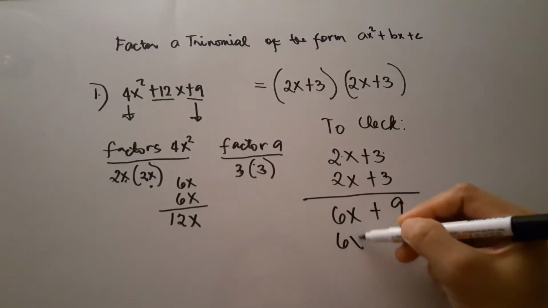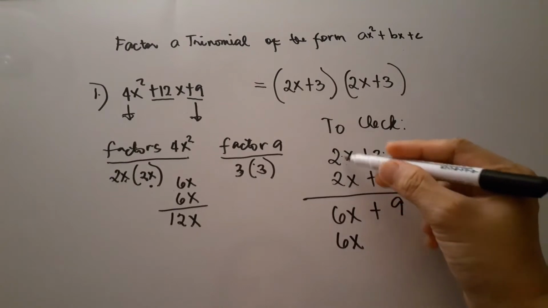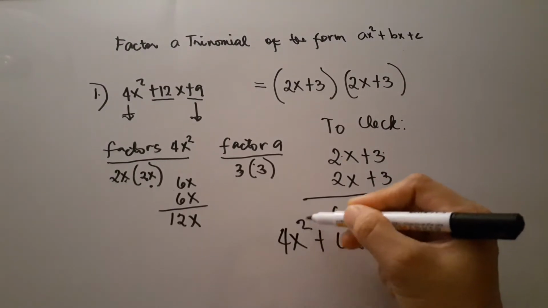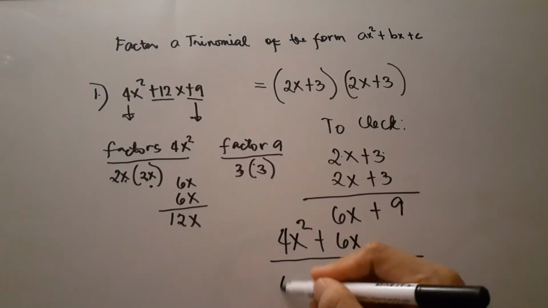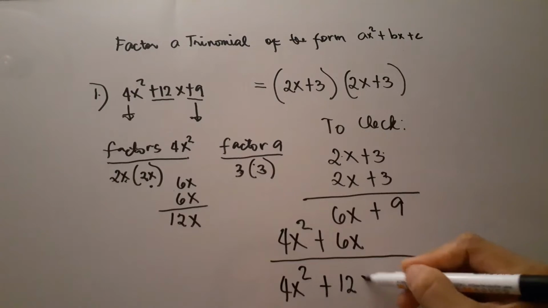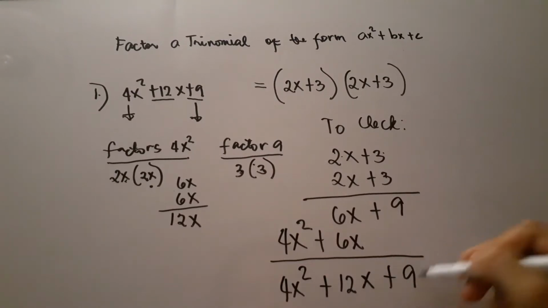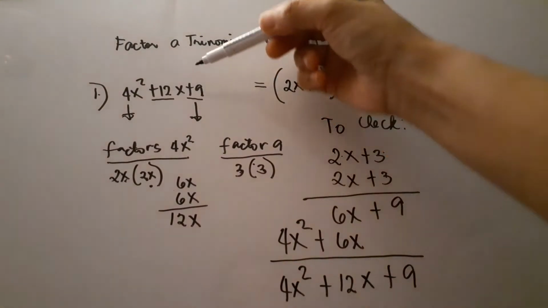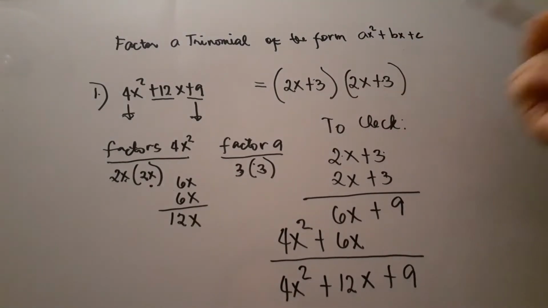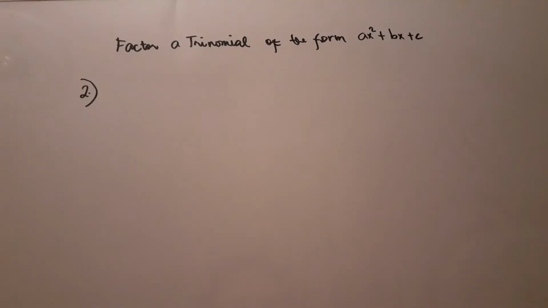Then 2x times 2x becomes 4x squared. Then bring down 4x squared. Then 6x plus 6x becomes 12x plus 9. Therefore, 2x plus 3 times 2x plus 3 is correct.